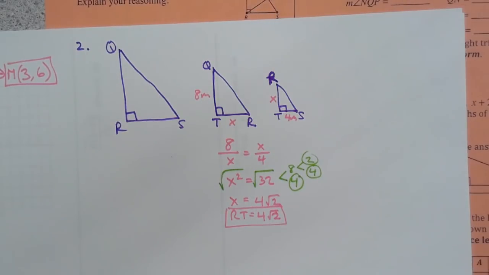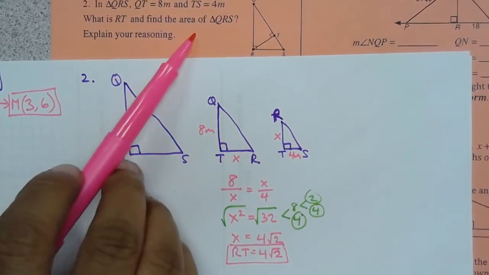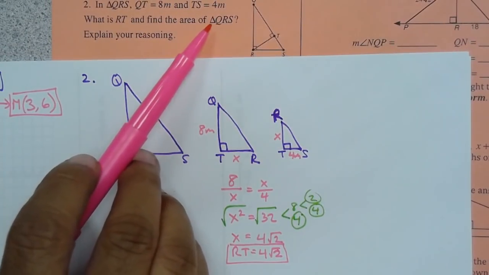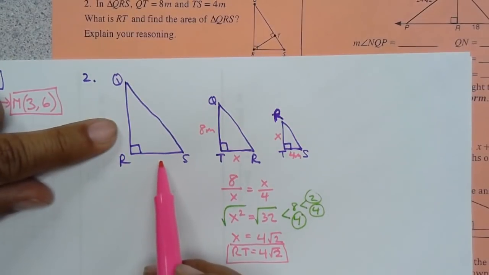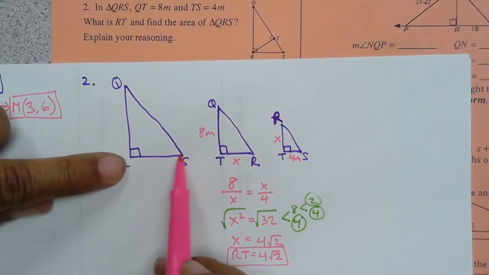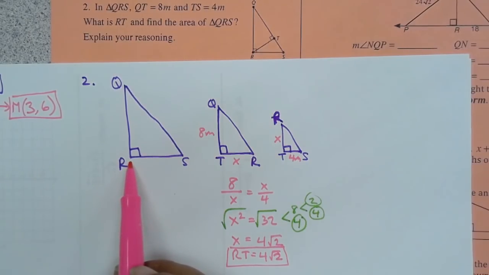Now that's not all we have to find. We have to find also what is the area of this triangle. So if we want to find the area of a triangle, we need base times height. Now this is the picture of the big triangle right here. We don't have the base, we don't have the height. So that's probably not going to be the best use of this.